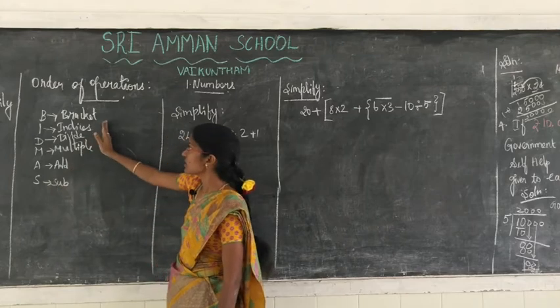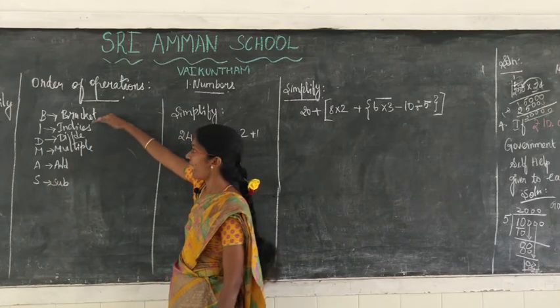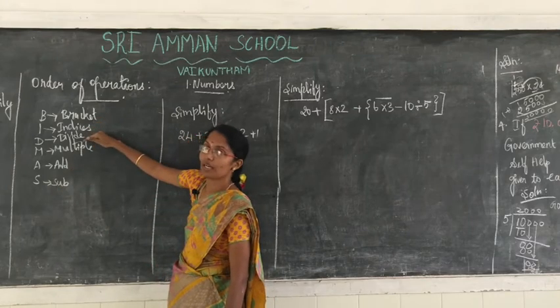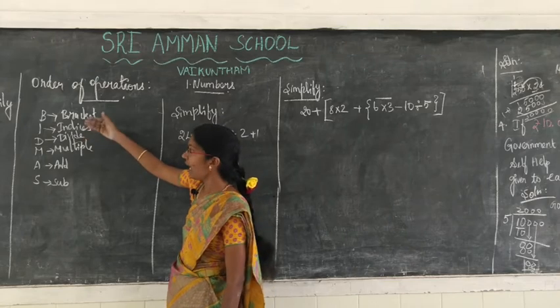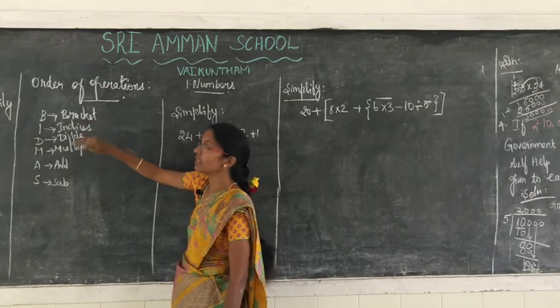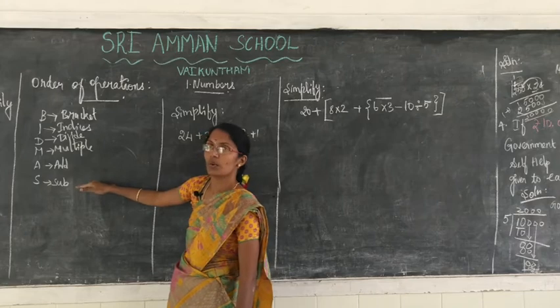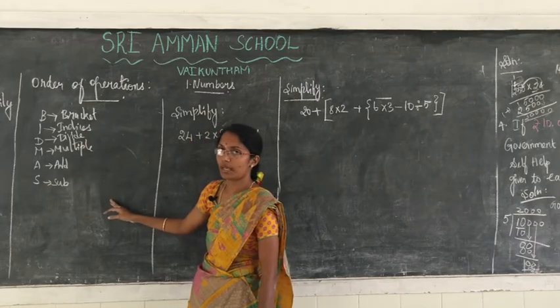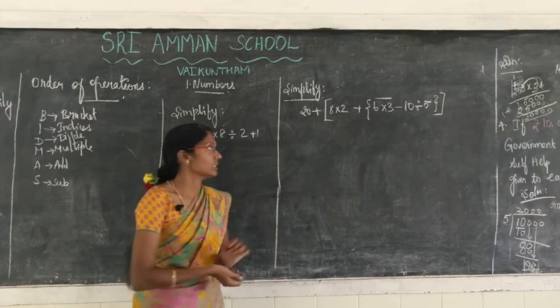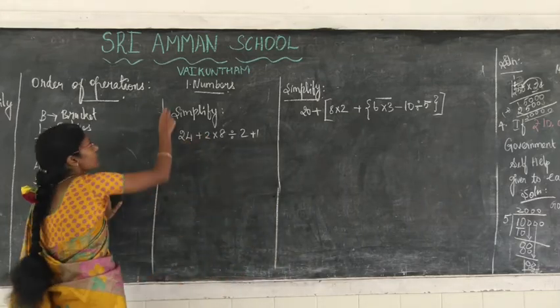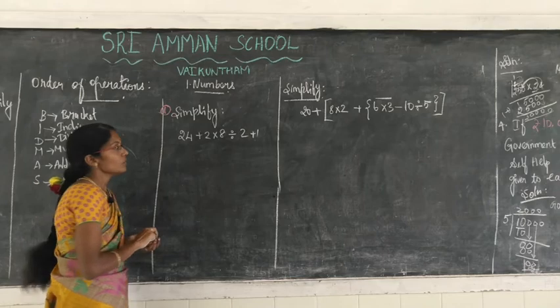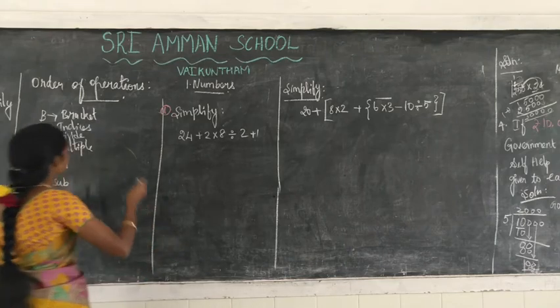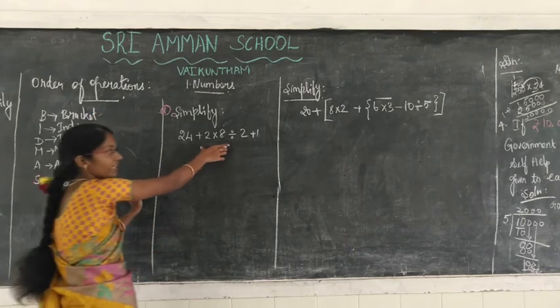First we have to give priority to brackets, and then if there is a divide symbol, we have to do division, and then multiplication, and then addition, and then subtraction. Like this, in this order only you have to do the operations. So see here, this is a single question, and this is the first step you have to do. What first do we have to do? Brackets. Is there any bracket in this question?